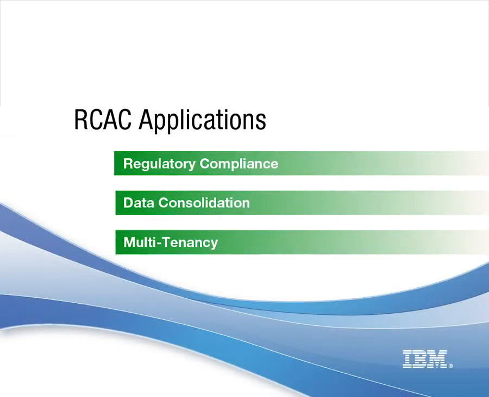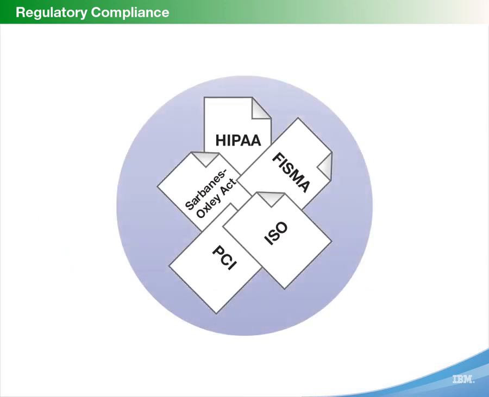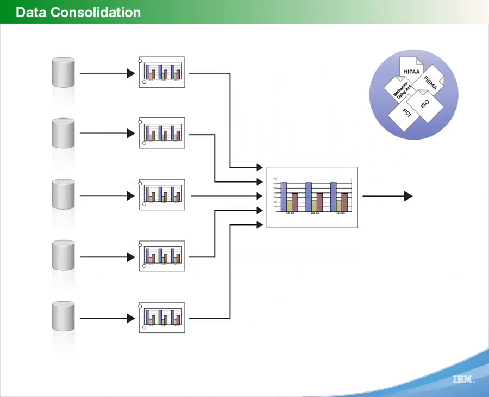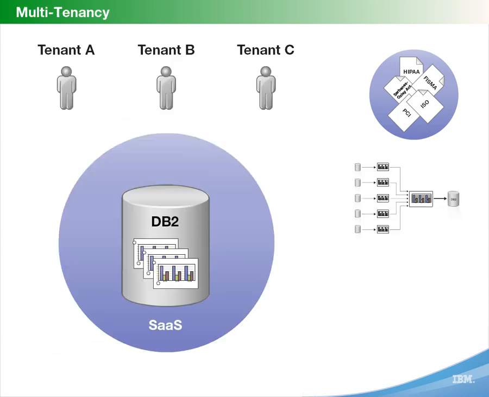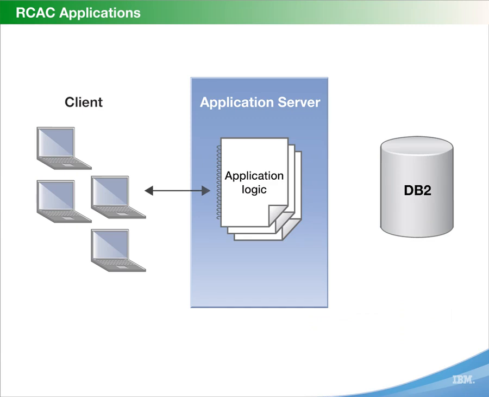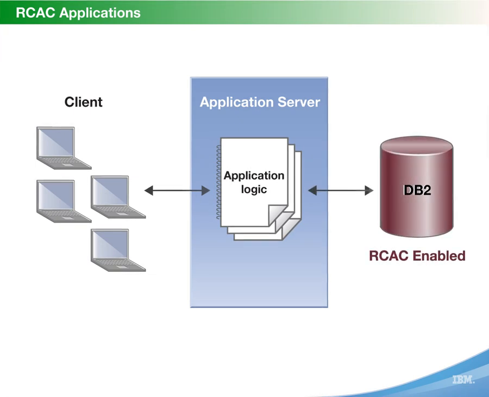In summary, the row and column access control is very beneficial to applications where regulatory compliance is critical, to applications where there is data hosting and data consolidation, and to multi-tenancy applications. This DB2 solution helps provide better overall performance and security, since application servers no longer need to handle the security rules. They can now be handled by the DB2 server.